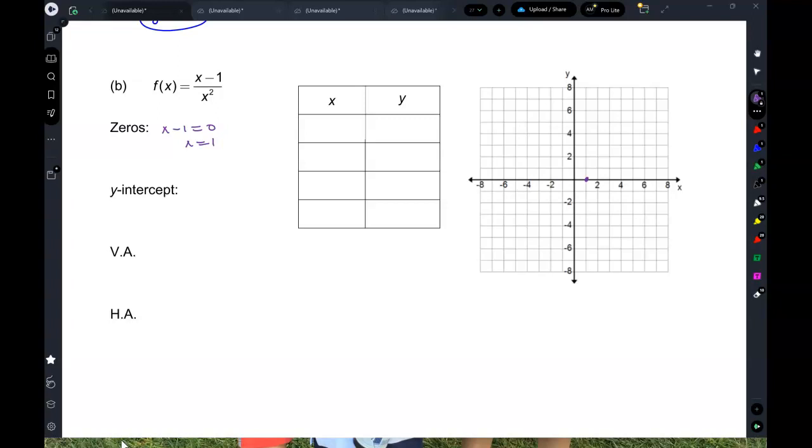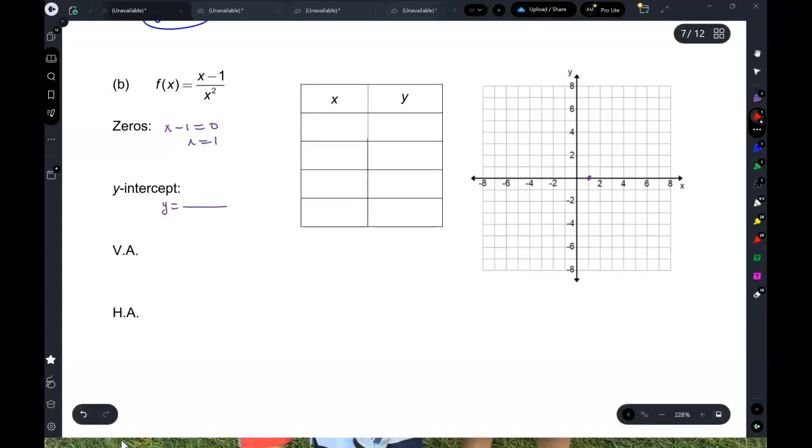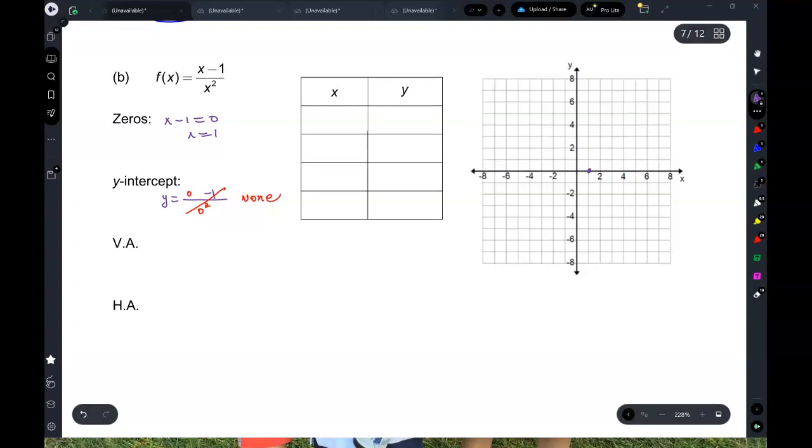Okay, y-intercept. It's going to be y equals 0 minus 1 over 0 squared. Does that work? Can you have a 0 in the denominator? No. So then there is none. Okay? And that's okay. Say none, but don't leave it blank. If there is none, say none. It's none because the denominator is 0.